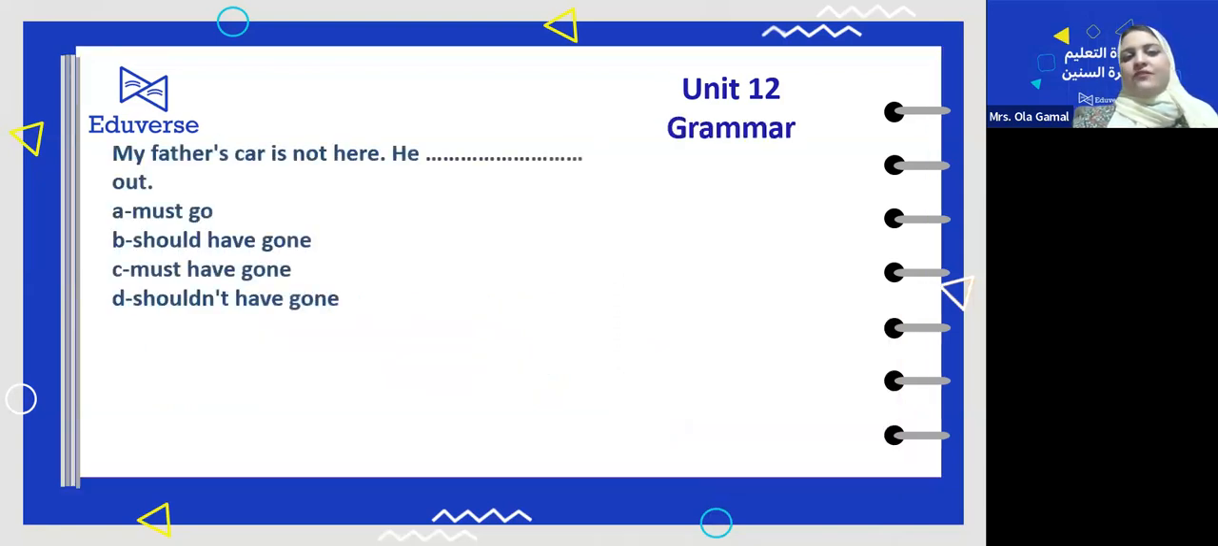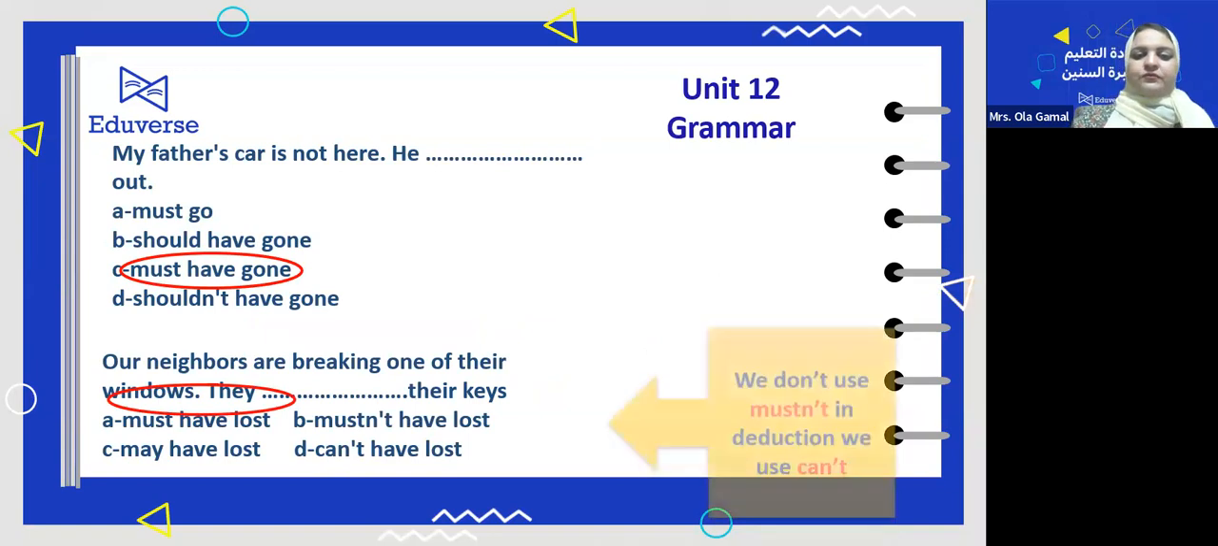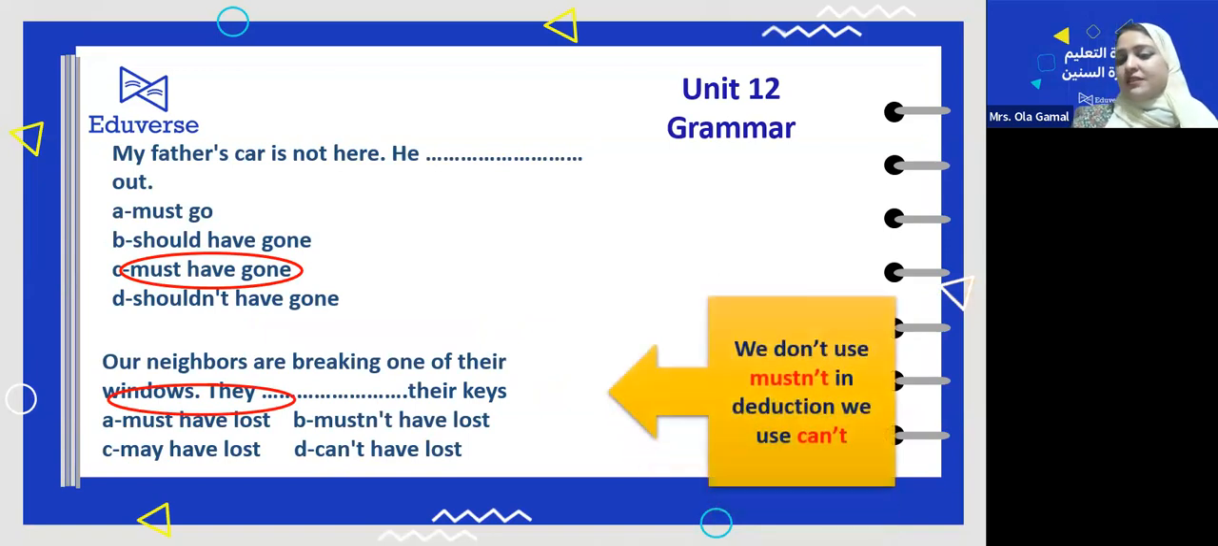For the grammar, my father is not here. He has out. So which one? Must have gone. Excellent. And our neighbor are breaking one of their windows. They what their keys? Yes, excellent. They must have lost their keys. So we don't use mustn't in deduction. We use can't. We don't use mustn't. This is a good point, a note to take.